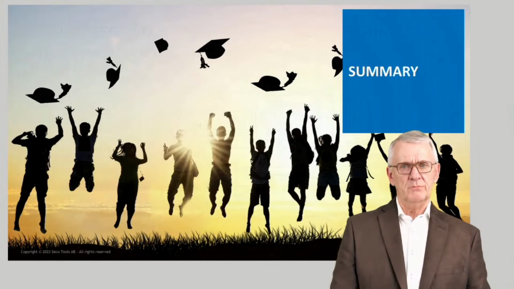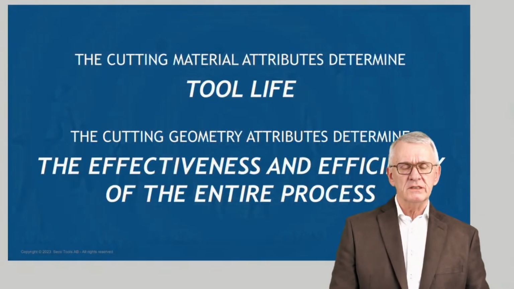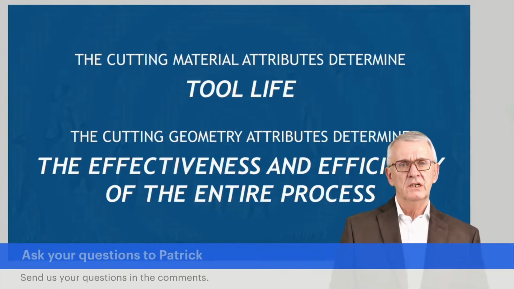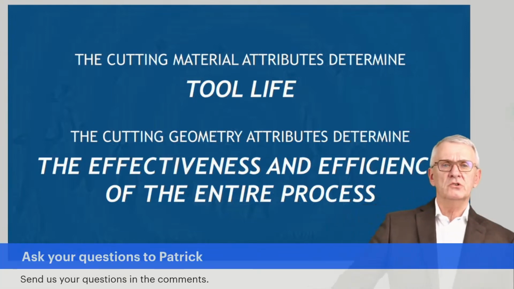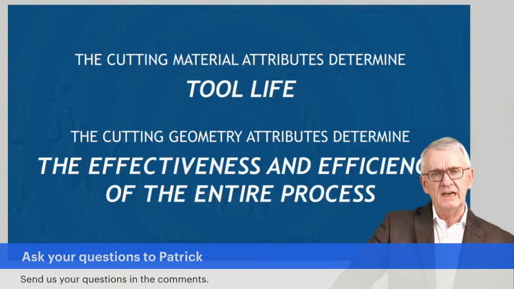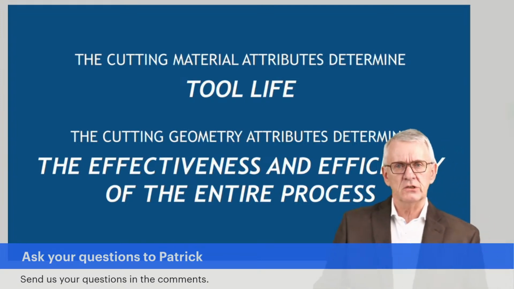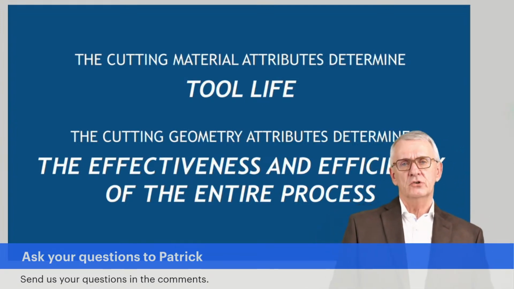And that brings me to the summary. We went fast, but I hope not too fast. I made a statement 20 minutes ago. I said the cutting material attributes determine tool life. The cutting geometry attributes determine the effectiveness and efficiency of the entire process. I hope with some of the elements I mentioned here, I kind of convinced you of that. How a tool is working really, how the machining process actually is developing, the physics of it, is very strongly depending on the geometry of the tool you use.